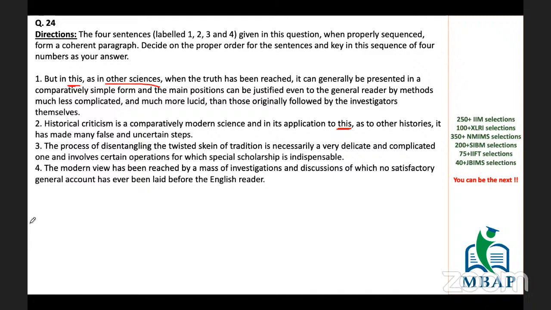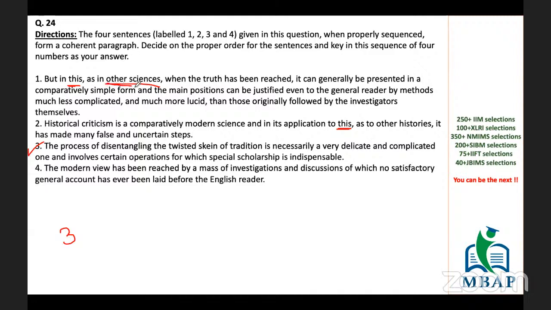Sorry, guys. Okay, so I don't have a question, but it again leaves a question mark: what am I talking about? This doesn't give me an introduction to the passage. So what am I left with? The third one. So third becomes my first sentence. Now, next, I have one link. If you have seen that, here we are talking about other science.